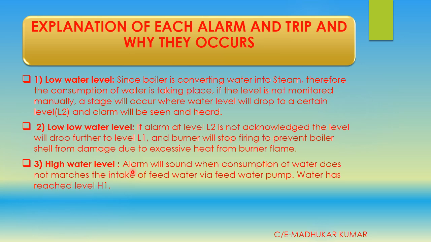Then the third one is the high water level alarm. This is also an alarm, once the water level goes higher than the pump stop level. The alarm will sound when the consumption of water does not match the intake of feed water via the feed pump and water has reached the higher level, that is your H1. So this is giving you the high water level alarm.